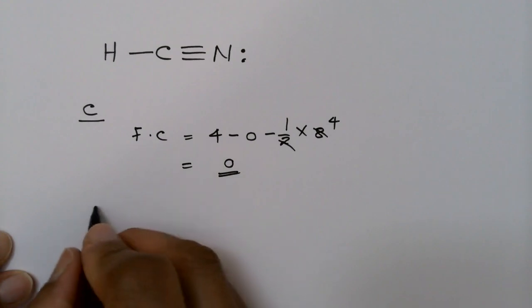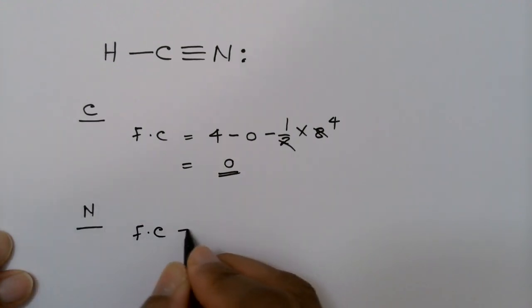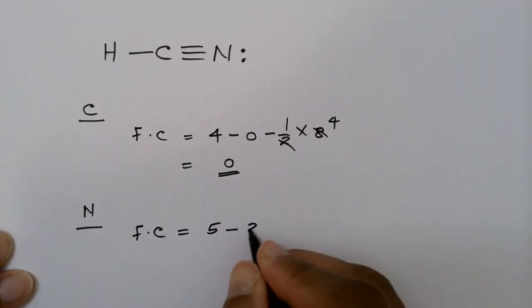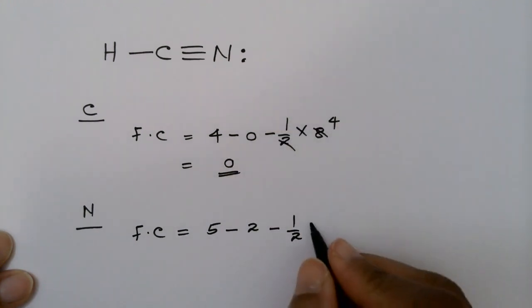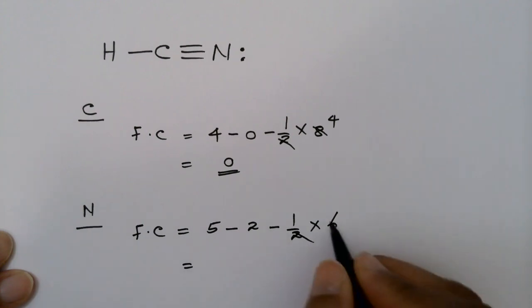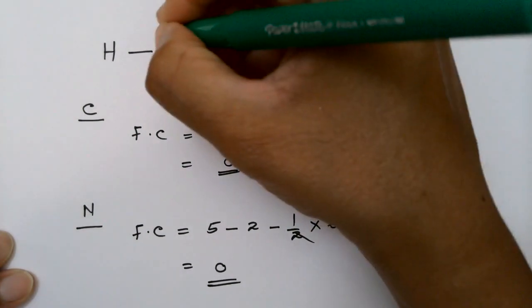Now let's calculate the formal charge on nitrogen. 5 valence electrons minus lone pair electrons, 2 on nitrogen, minus half times bonding electrons 6. So 5 minus 2 is 3. 3 minus 3 is 0. So here the formal charge on nitrogen is 0 and on carbon 0.